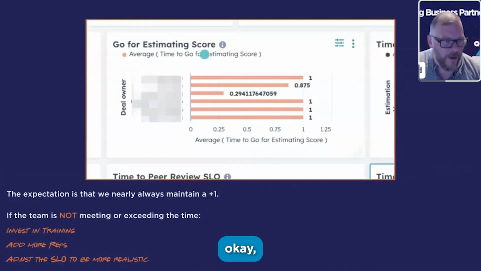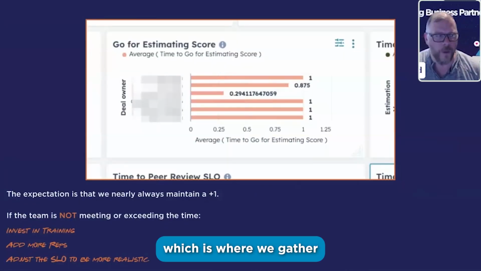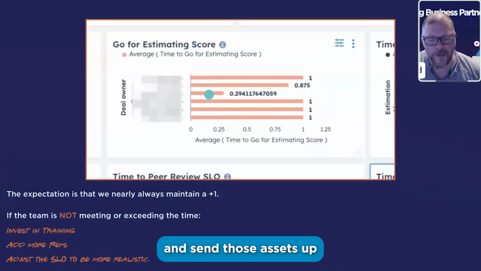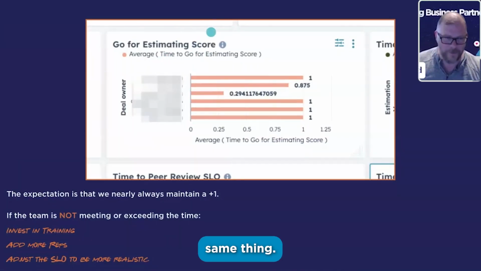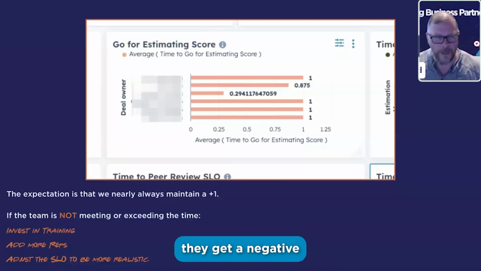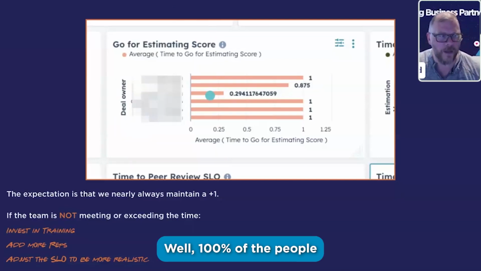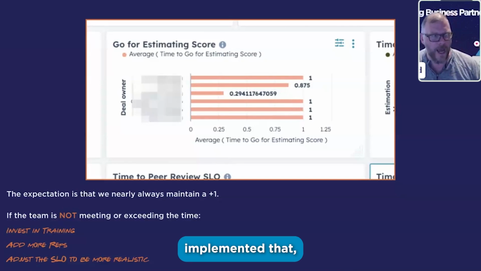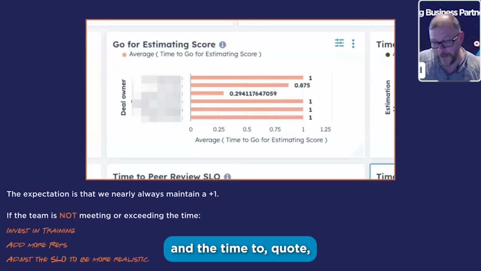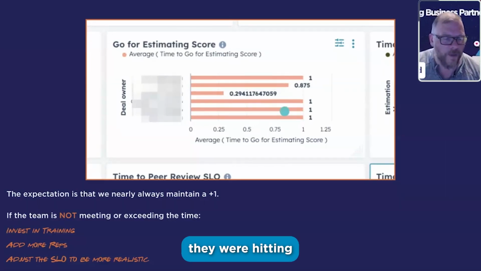So then they had to say, okay, we now have an extra step, which is where we gather the estimating assets and send those assets up to the estimating department. And so then when we did that, again, same thing. If it's overtime or under time, they get a negative score. Well, 100% of the people were above 0 on this. So once we implemented that, the time to estimating was faster and the time to quote given was faster, and they were hitting their goals.